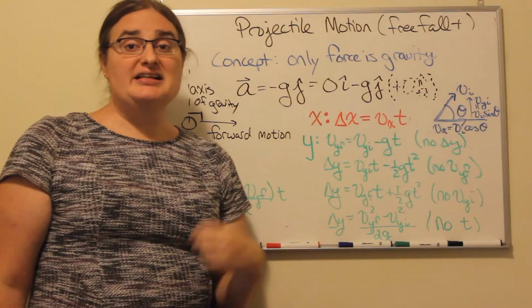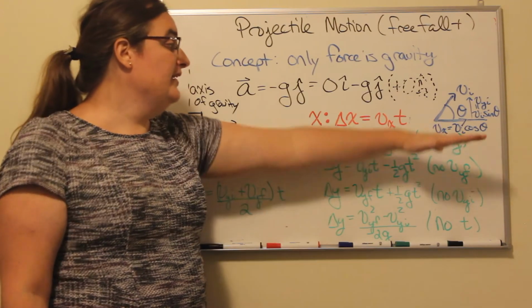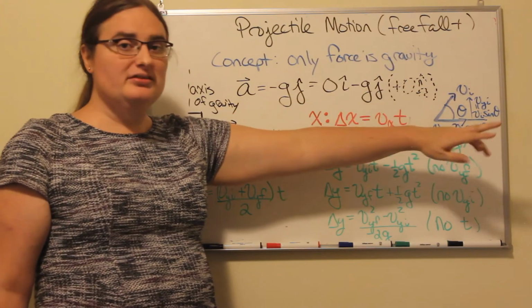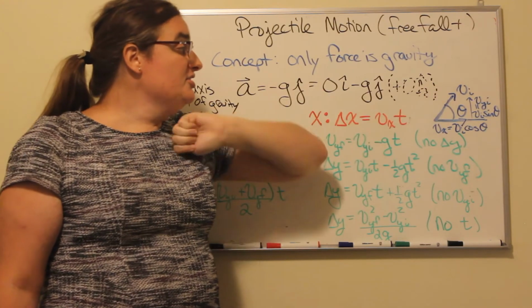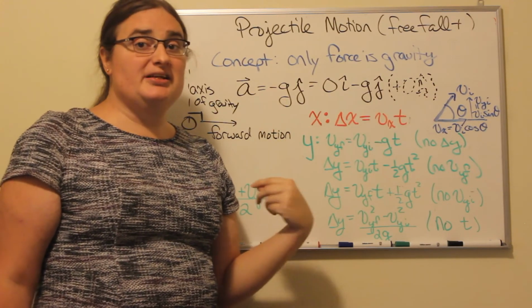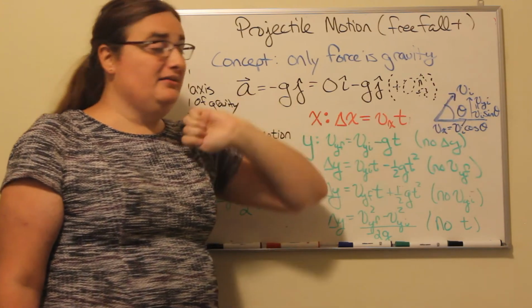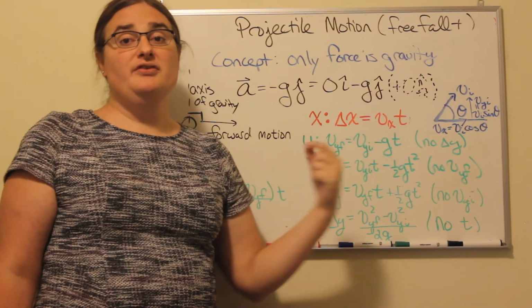Now the initial velocity in the y direction, if we're measuring off the horizon, off the direction of forward travel, the initial velocity in the y direction is going to be our initial speed times the sine of the launch angle.